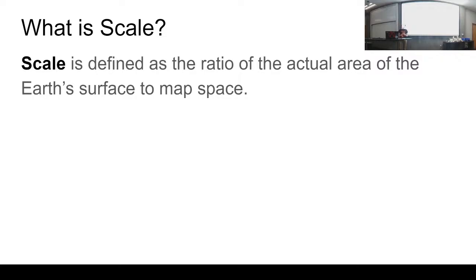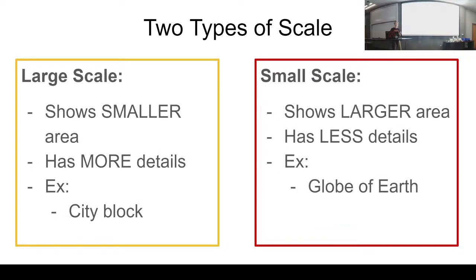So, also in Lab 1 is scale. Scale is defined as the ratio of the actual area of the Earth's surface to map space. So if you have a map in your manual, go ahead and flip to it and look at the scale. It's usually a scale bar or something like that. So when we talk about scale, there's two types. There's a large scale and there's a small scale. The way I like to explain it is if you're zooming in or you're zooming out.